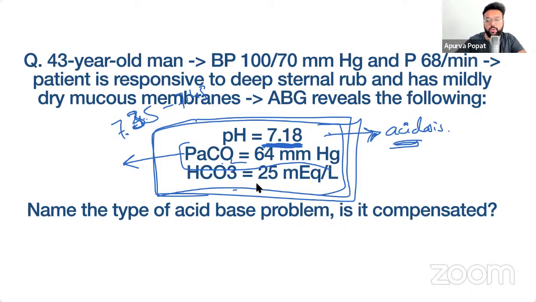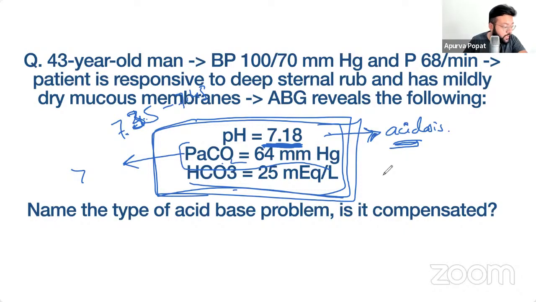PaCO2 normal is 40. If it's more than 40, this is very high. So what about bicarb? Is bicarb normal or low? Bicarb should be between 22 to 26, right? Normal. Yes, it is 22 to 26.